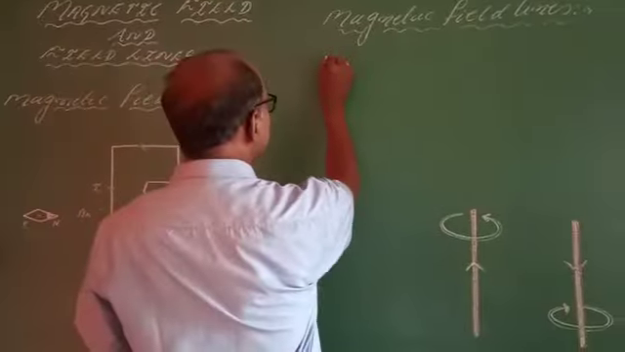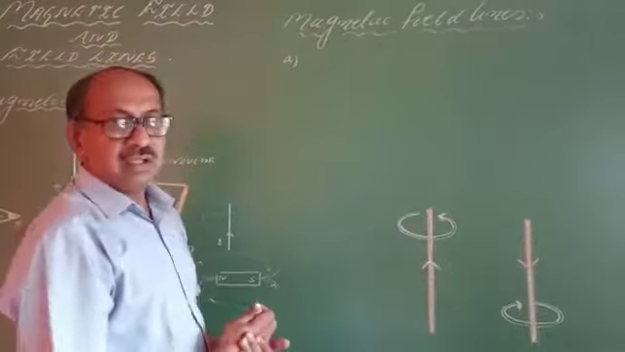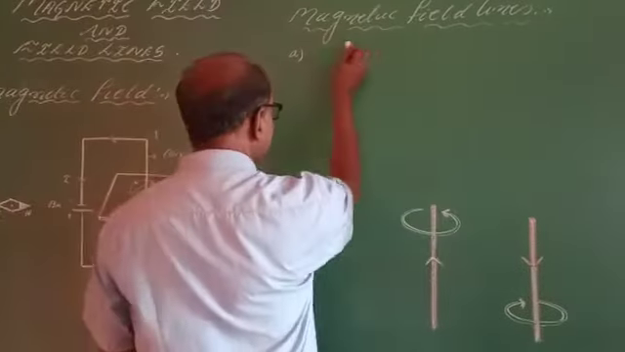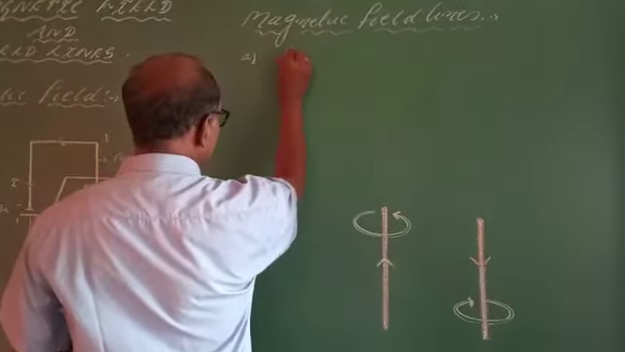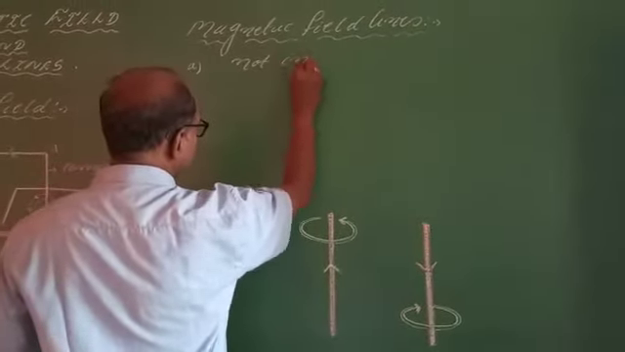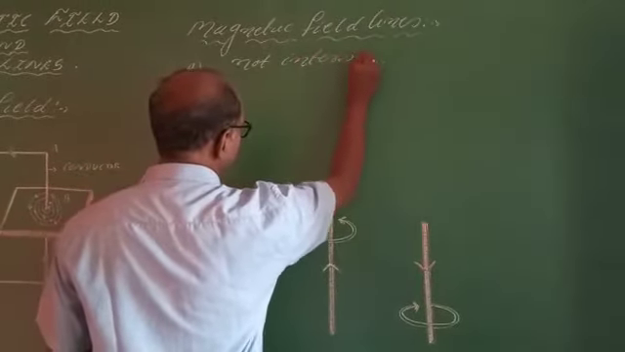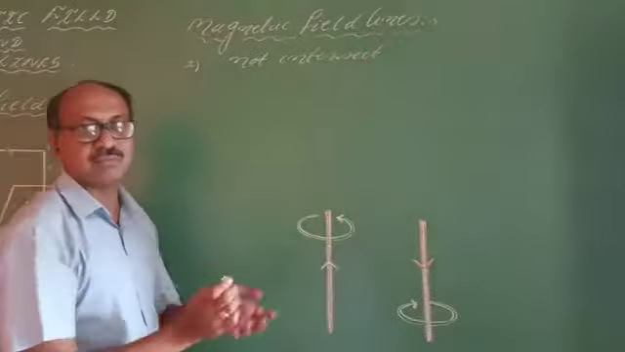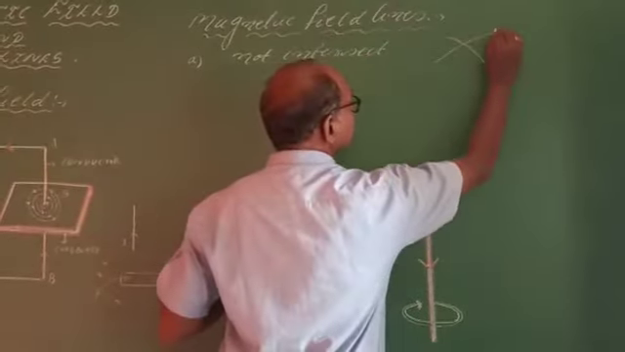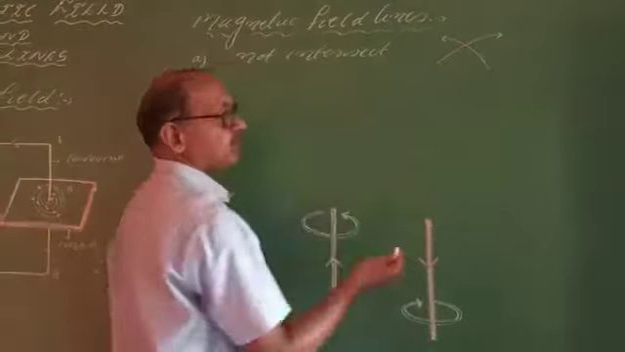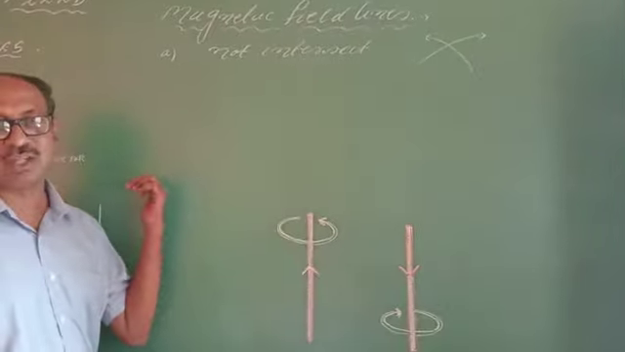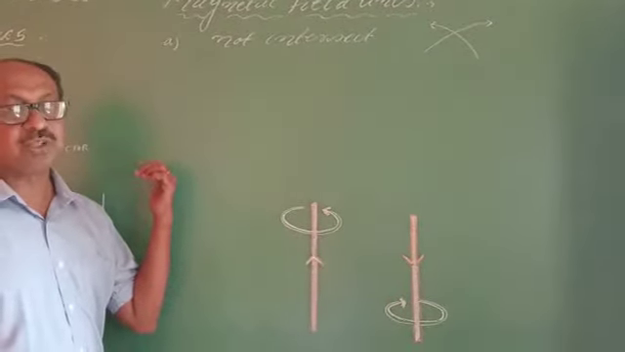The first and foremost property is that they never intersect. The magnetic field lines never intersect each other. It is not possible for magnetic field lines to cross like this. Because it has only one direction, you already know that. A single pole is never possible.